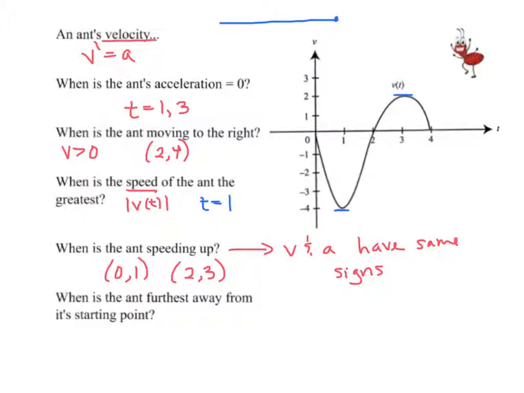So then at time 2, it changes direction and begins to walk forward. So it's at time 2 that the ant is furthest away from its starting point, because then it begins to walk back towards its starting point.